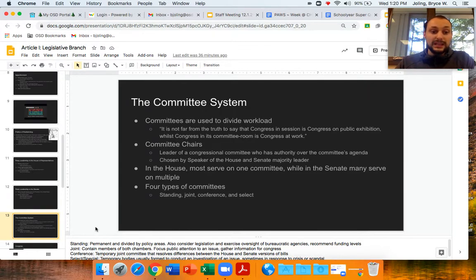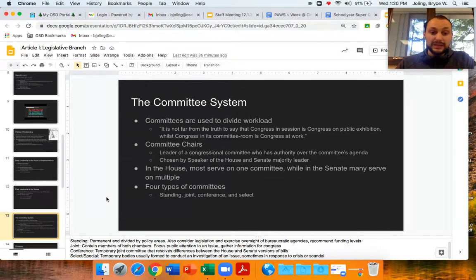A joint committee contains members of both chambers. What that means is a joint committee has members of the House of Representatives, and it also has members of the United States Senate. They focus public attention on issues, and they also gather information for Congress. A conference is a temporary joint committee that resolves differences between the House and Senate on versions of bills.